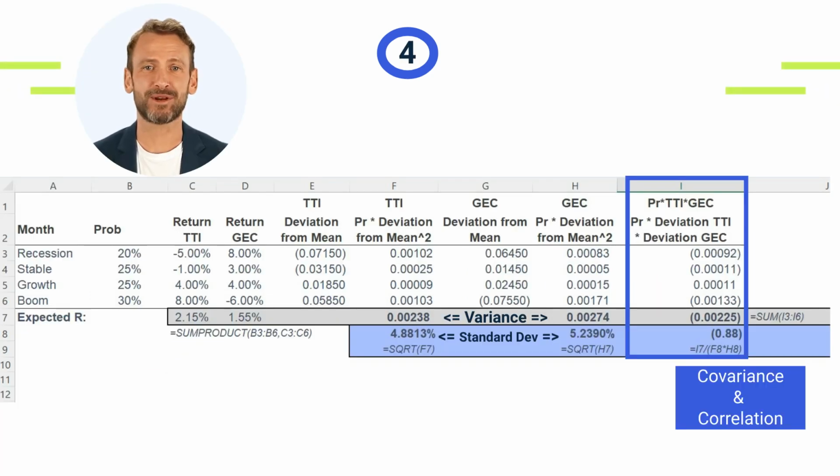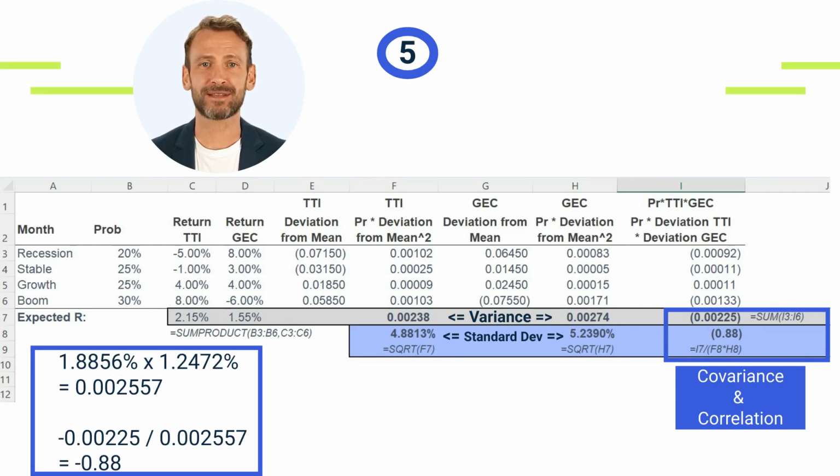In the video where we calculated covariance by evaluating historical data, the last step was to average the interaction values. In our case, by weighting or multiplying each interaction by its probability, we have already done part of this averaging exercise. Therefore, we only need to sum the values in column I. By summing these values, we get a negative value of 0.00225. This indicates that generally TTI and GEC move in opposite directions. However, covariance is a bit difficult to interpret, which is why we will standardize it, or in other words, convert it into a parameter that we can more easily understand.